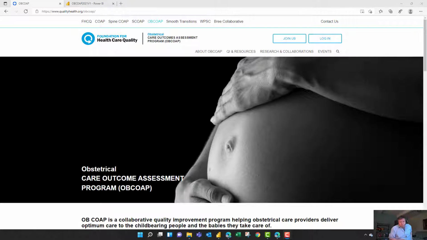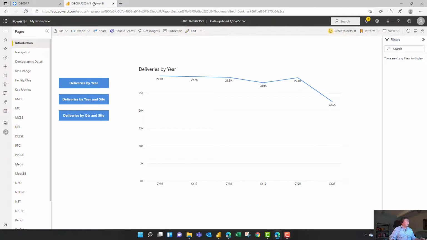I wanted to provide an update to the OBCOAP Power BI report that was built using 2020 data. This version has a most recent data dump, so from January of 2022, which covers most of 2021. We're going to get into details about where there are some gaps in the data. There's some pretty significant changes to the report, so this video is just intended to provide an overview of those changes.